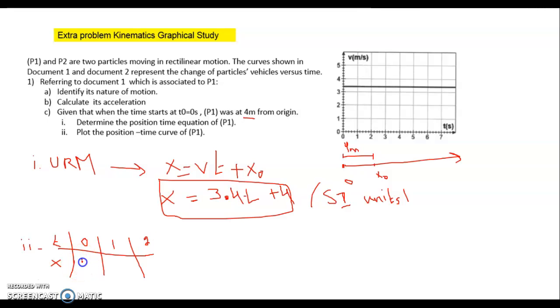For T equals 0, X equals 4. For T equals 1, X equals 4 plus 3.4, which is 7.4. For T equals 2, we substitute for T: 2 times 3.4, we obtain 6.8 plus 4, 10.8. Here in meters, because the equation was given in SI units, so we substitute T in the SI unit to obtain X in the SI unit.